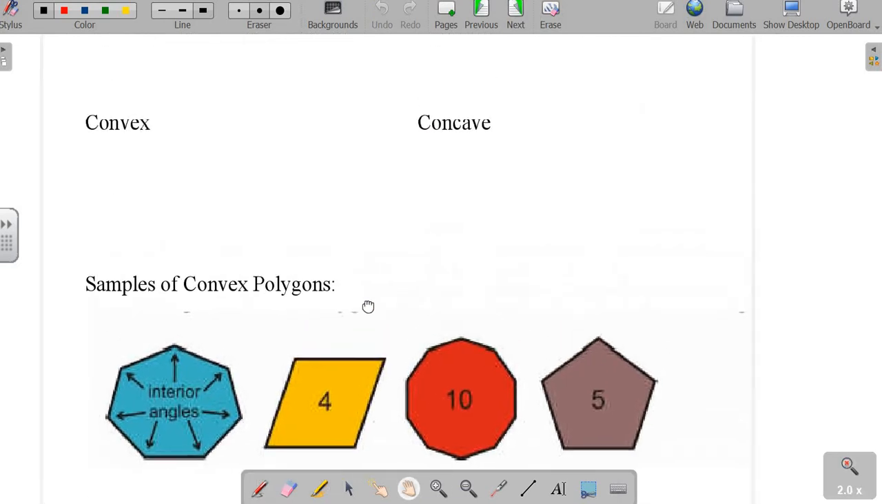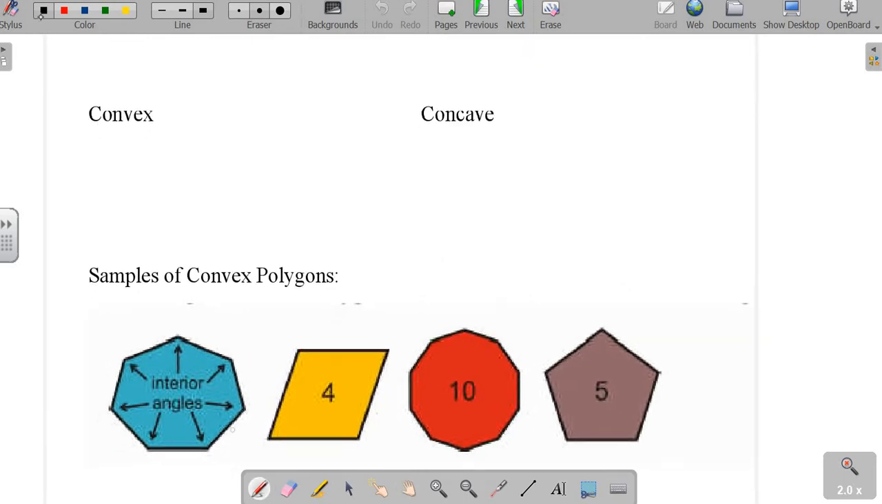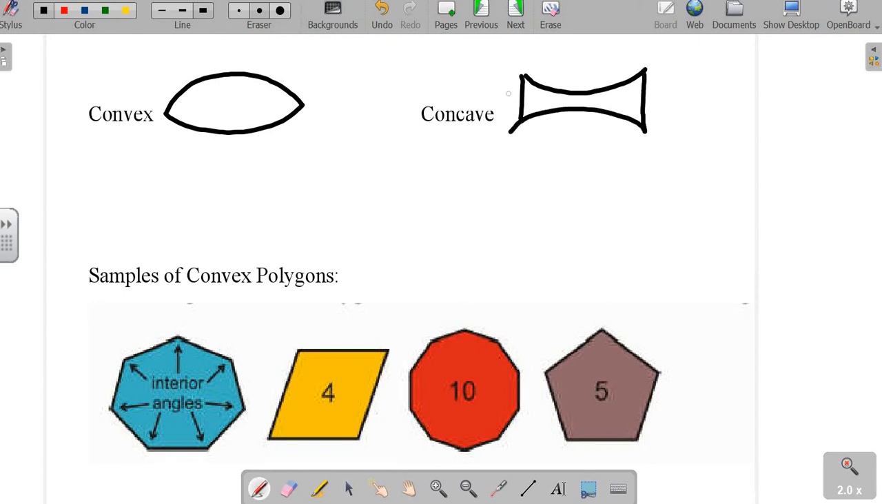You need to know the difference between convex and concave, and you're probably more familiar with this in lenses in science. A convex lens is what focuses light. A concave lens diffuses light. Those of us who are nearsighted, we're wearing concave lenses.